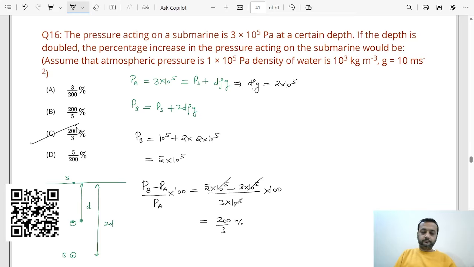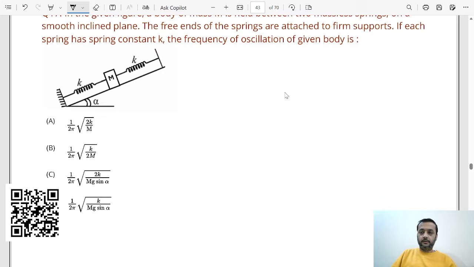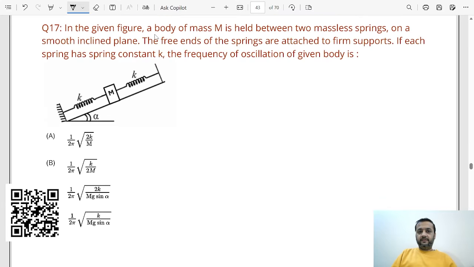Okay. So in the given figure, the body of mass m is held between two massless springs on a smooth inclined plane. The free ends of the springs are attached to firm supports. If the spring has a spring constant k, then we have to find the frequency of oscillations.